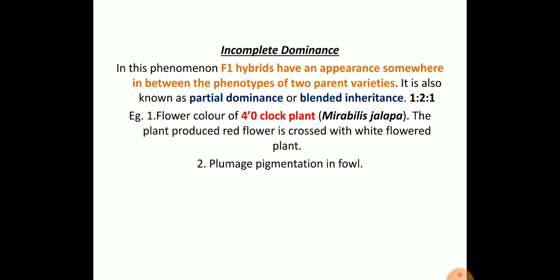Here the F1 hybrid has an appearance somewhere in between the phenotypes of the two parental individuals. For example, if you take red and white color, after mixing red and white a pink coloration comes. You can say that is one more color. The example given is the flower color of the four o'clock plant, Mirabilis jalapa.